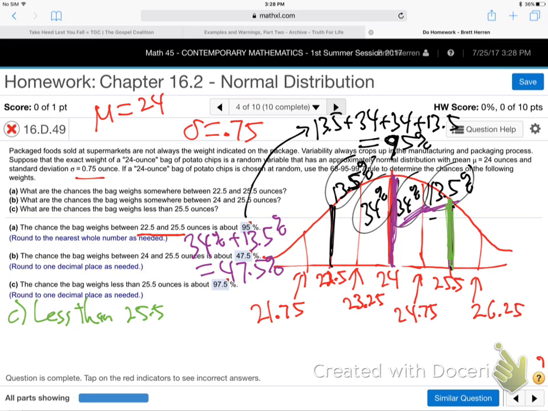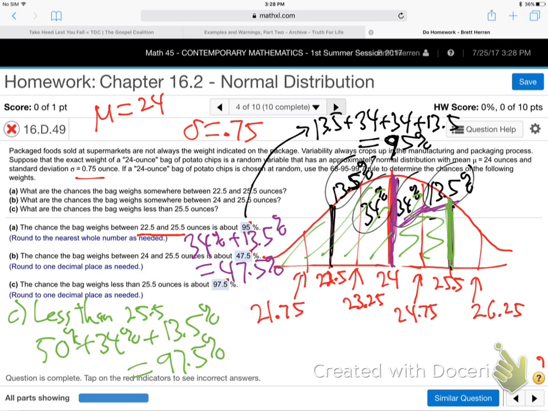Oh, you could. Yes, right. You could add these two, subtract from 100. Or you could just say 50 and these two. I always like that half the curve is 50 thing. So I could say, look, it's 50% of the curve, which is all this. And then these two sections, which is 34 and 13.5, which is 84, 94, 97.5% of the curve. So 97.5% chance you're going to get 25.5 ounces of chips or less. That's what that means, if that's how the machine cranks things out. Is that good? We good on that?